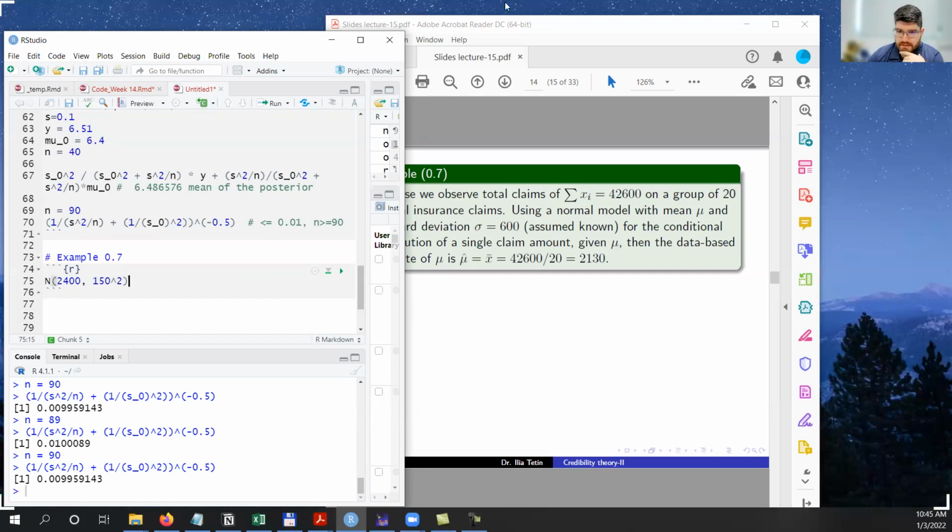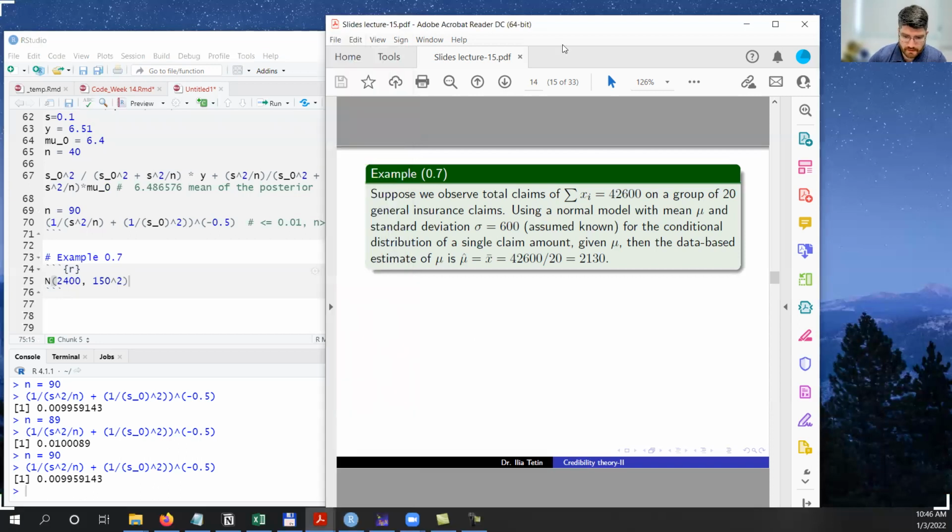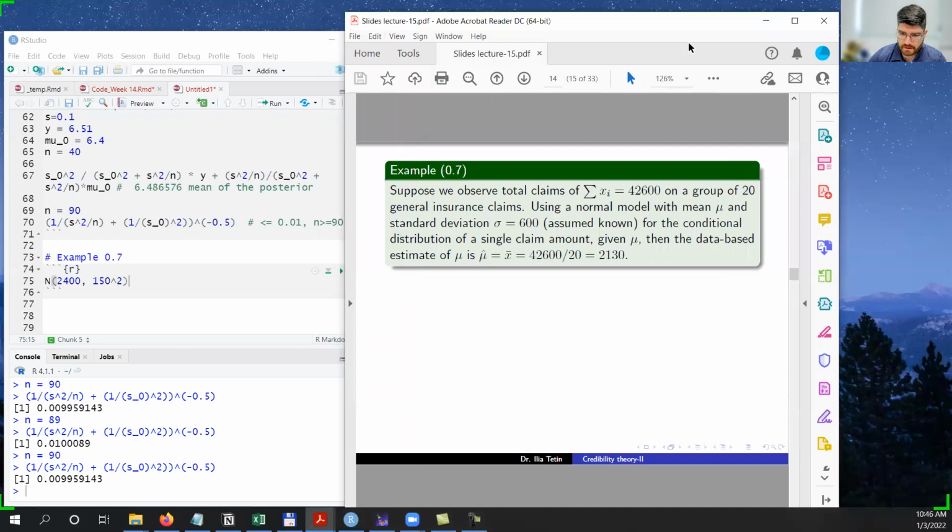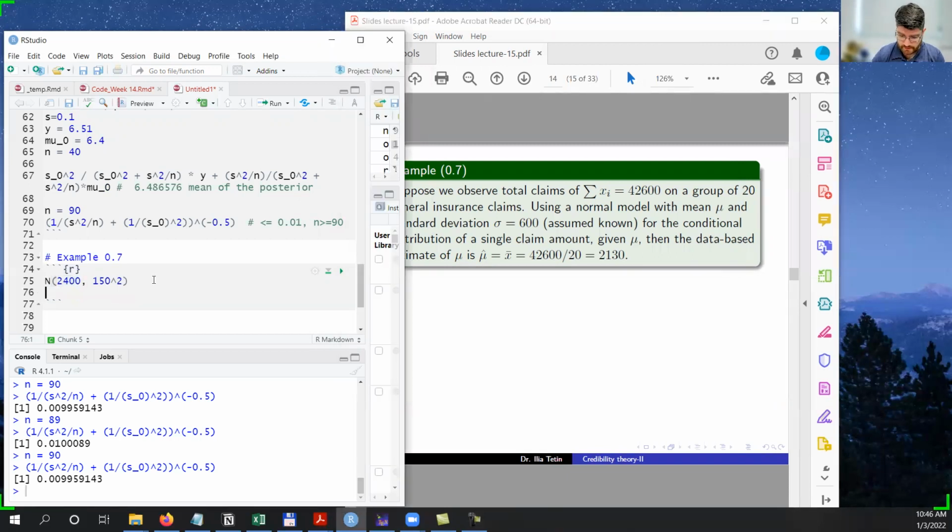The prior estimate mu bar will be the prior mean, and mu bar will be 2400. Here is 2400. Okay, yeah, like that.